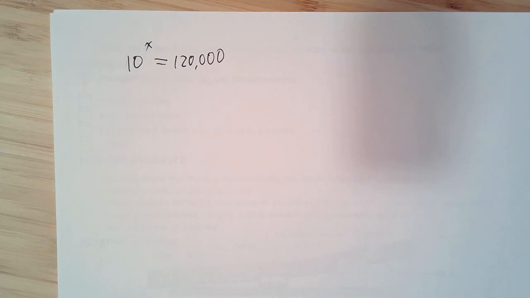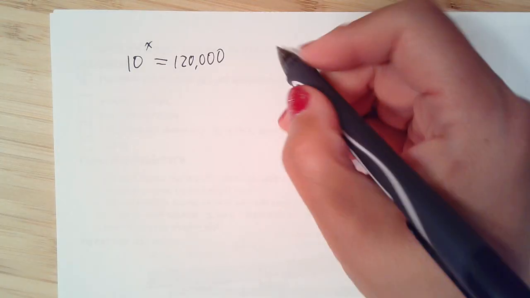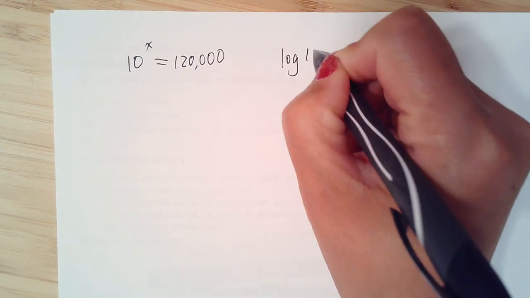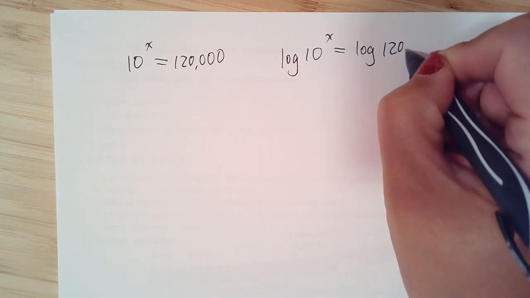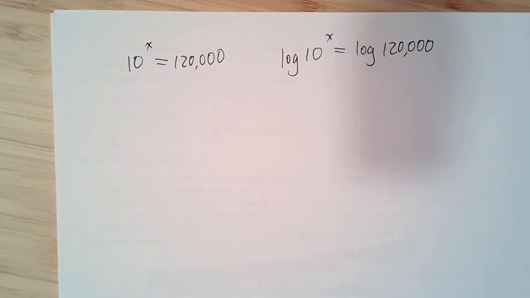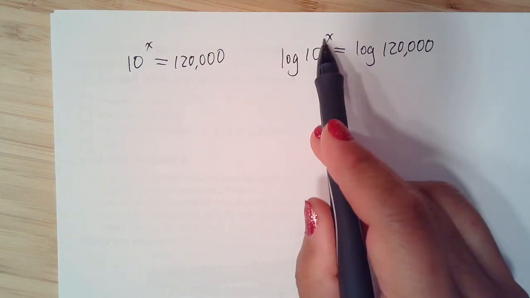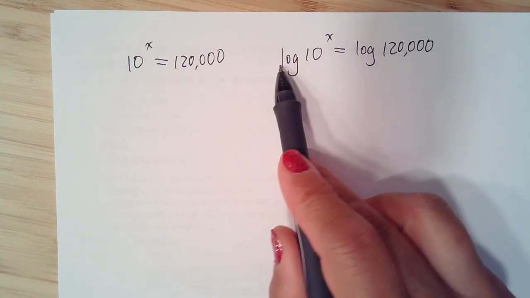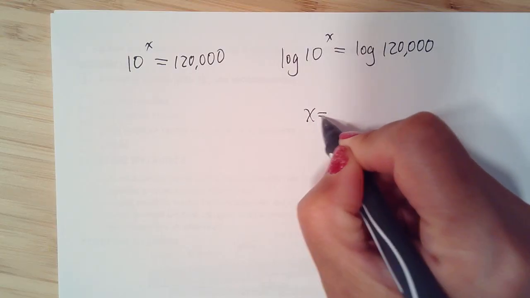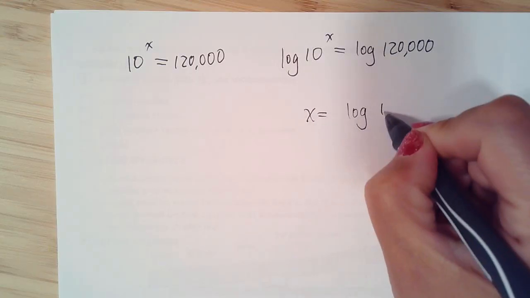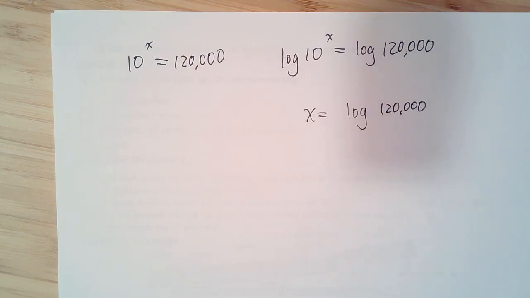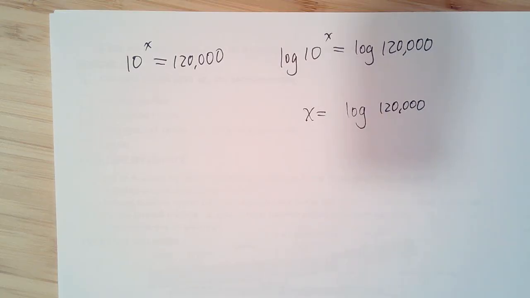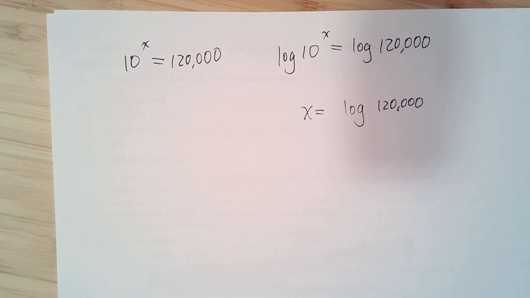Take log. And this time we take log base 10. So we're going to do log of 10 to the x equals log of 120,000. All right, and then this x goes to the front, and here's a base 10, so that gets eliminated. So x will be log of 120,000. If you have a calculator, just go ahead and find out what log base 10 of 120,000 is. Then that's how you solve this exponential equation.